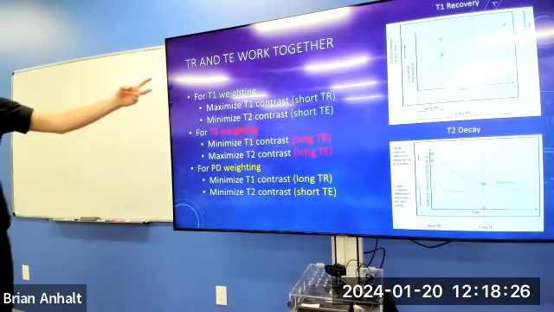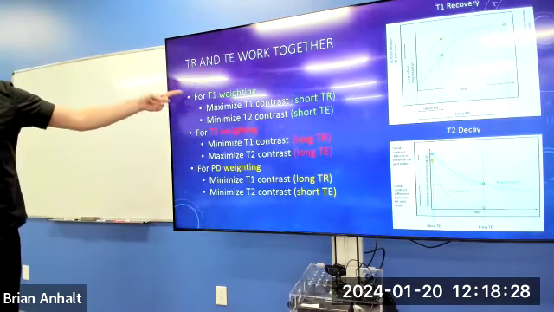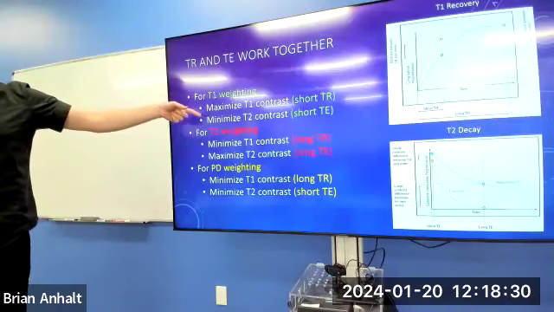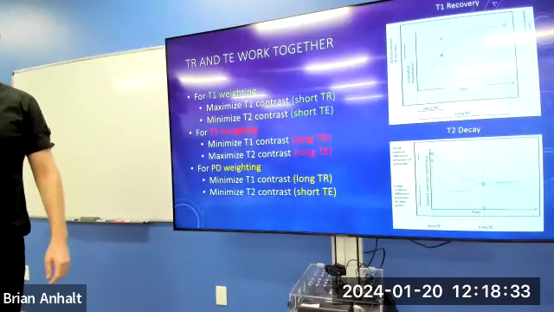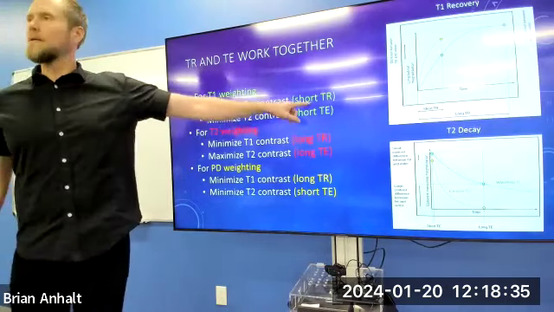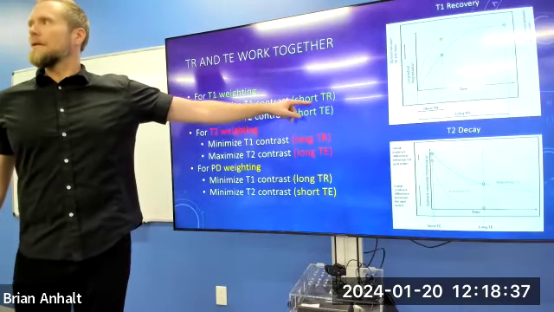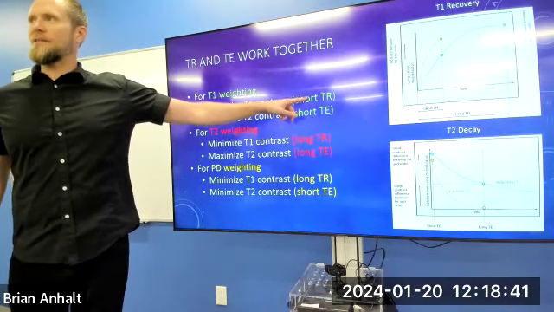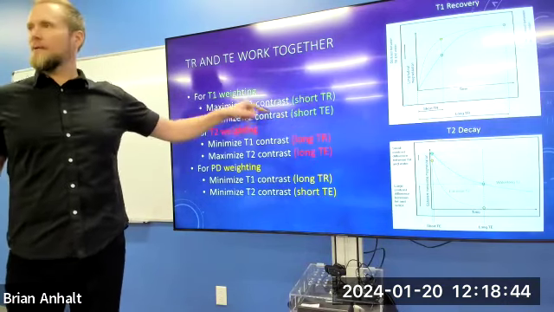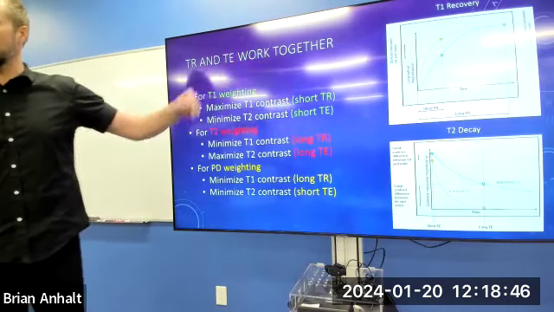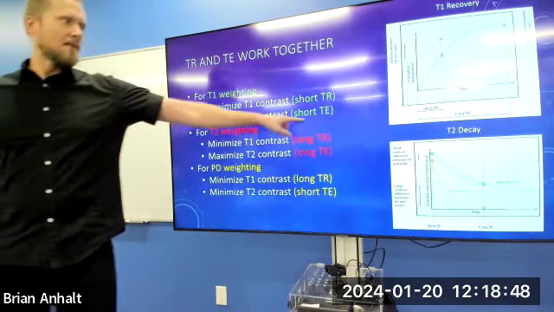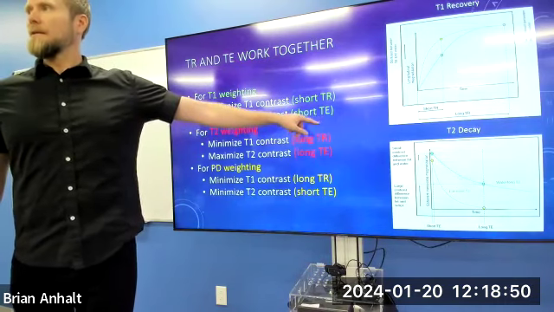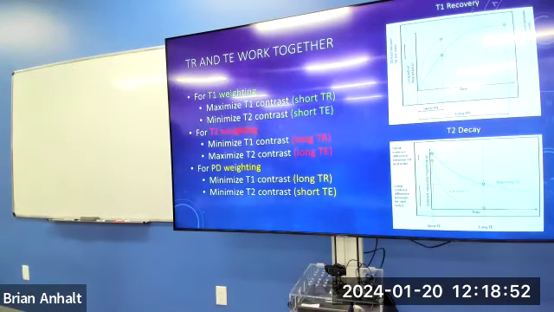So here we go. How do they work together? For T1 weighting, we want to maximize T1 contrast, right? How do we do that again? Short TR. Do we want to see any T2 contrast? We don't want T2 contrast in a T1 weighted image, otherwise it would be some sort of blend, right? So how do we get rid of that? Short TE, right? So we excite quickly and we listen back right away before any dephasings happen, or very little, right?